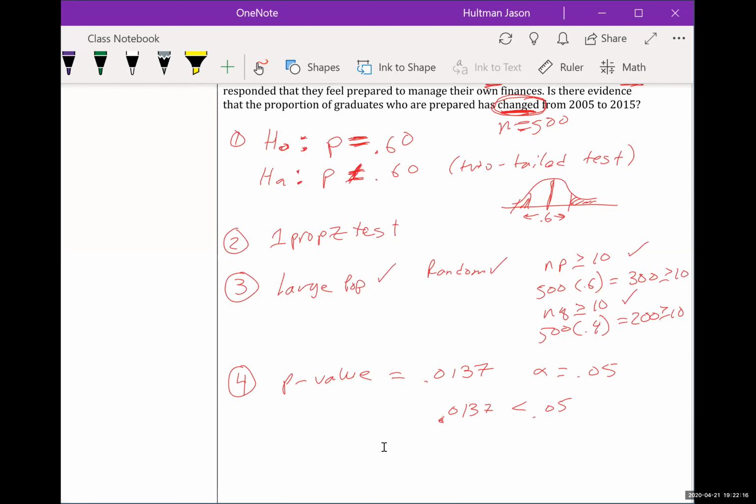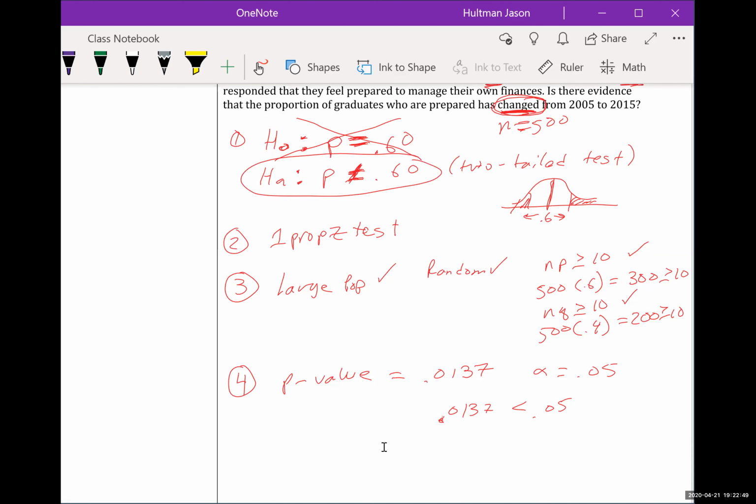Okay, yeah, it tells me to reject the null. What am I going to do? I'm going to reject the null. Okay, I'm going to reject my H0, because that's what you do. So reject the null here, and we're going to do 0.037 is less than 0.05. We're going to accept the alternative that what? We're going to accept the alternative that it has changed.